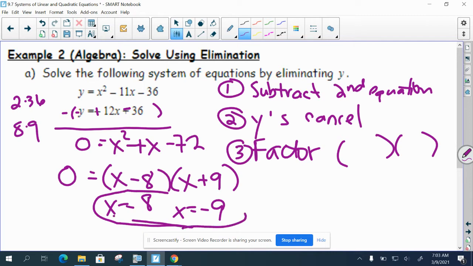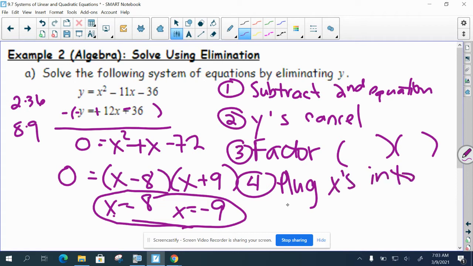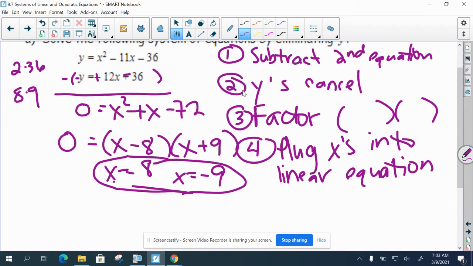So those are your x's, but then remember when you get solutions, you need to have a coordinate. So then we need to plug 8 and negative 9 back into either one of these equations. So step 4 is to plug x's. Now it's going to be easier if you plug it into the linear equation. So plug x's into linear equation. It doesn't matter because they should both turn out to be the same. And then step 5, write solutions as coordinates.